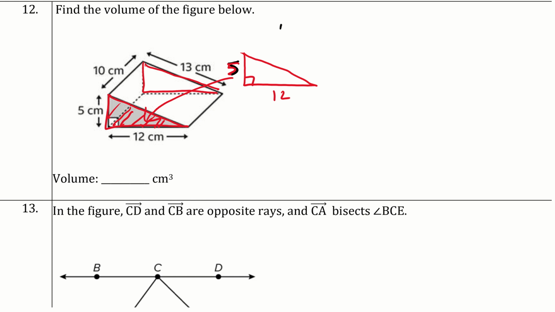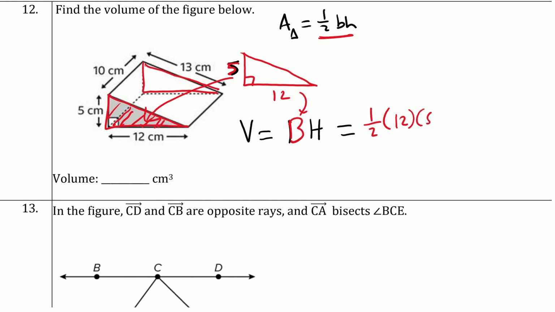Remember, the area of a triangle is 1/2 base times height. If you go to your formula sheet, the volume of a prism is capital B, the area of the base, times the height or the depth of the prism. In this case, capital B is the area of a triangle, which is 1/2 base times height, so 1/2 times 12 times 5. That's your B. And then your height is that third dimension, this depth here, which is 10 from here to here, because it gives it that third dimension. So multiply that by 10, you get your answer.